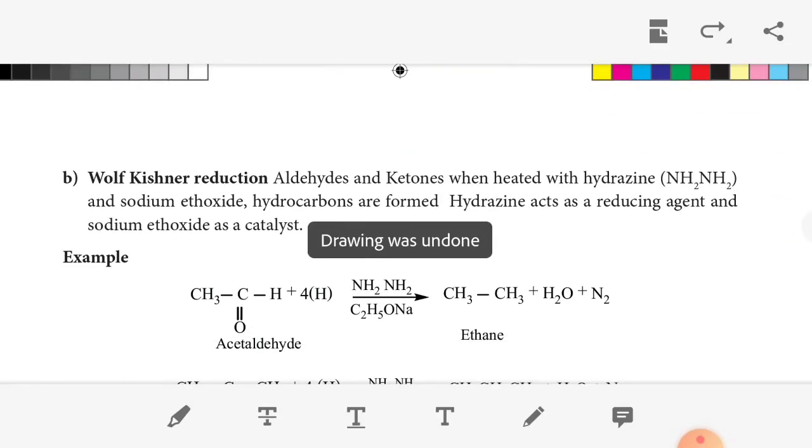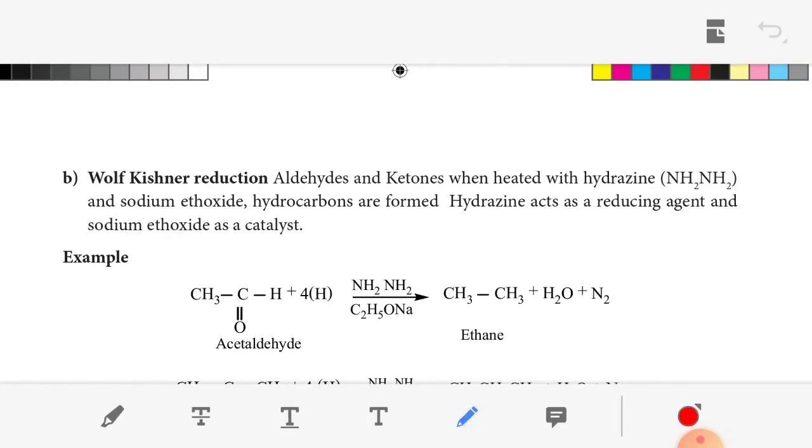The next one, Wolff-Kishner reduction. What is that? Aldehydes and ketones are heated with hydrazine, NH2NH2. Please note the equations very carefully. Hydroxylamine is NH2OH, hydrazine is NH2NH2, and phenylhydrazine is C6H5NHNH2. Are you clear? Very well.